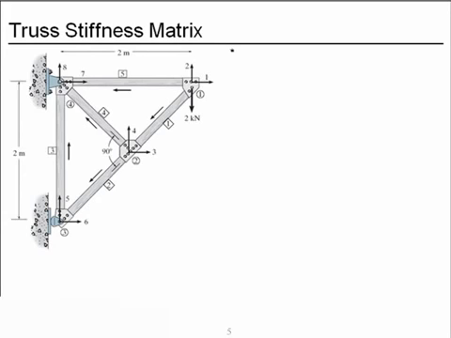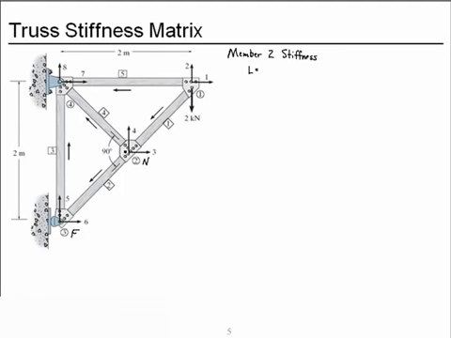Now member 2. We'll start by finding the length of our member. Member 2 connects nodes 2 and 3. This arrow indicates that node 2 is the near node, node 3 is the far node. Our degrees of freedom are numbered. Notice that x is 3, y is 4. Here x is 6, y is 5. And we'll explain more of why we chose that numbering system later.